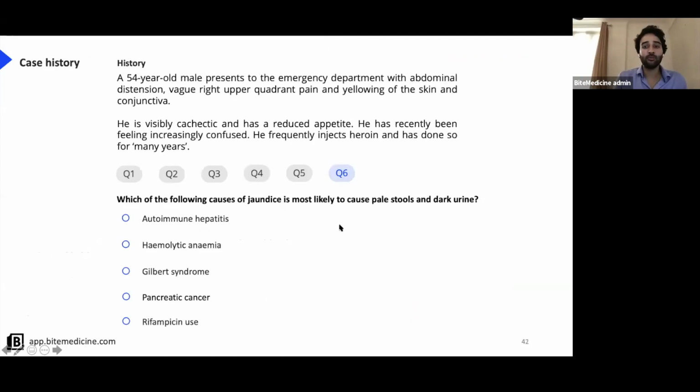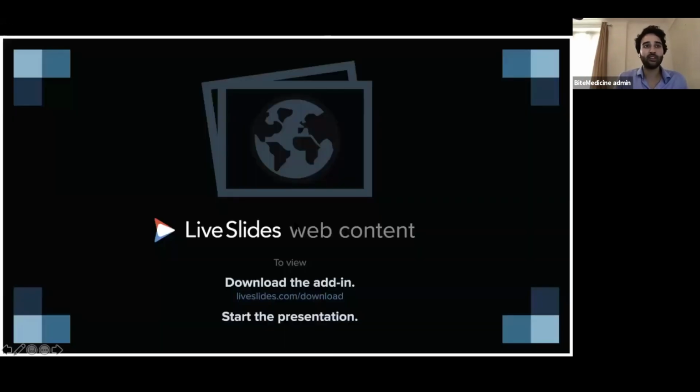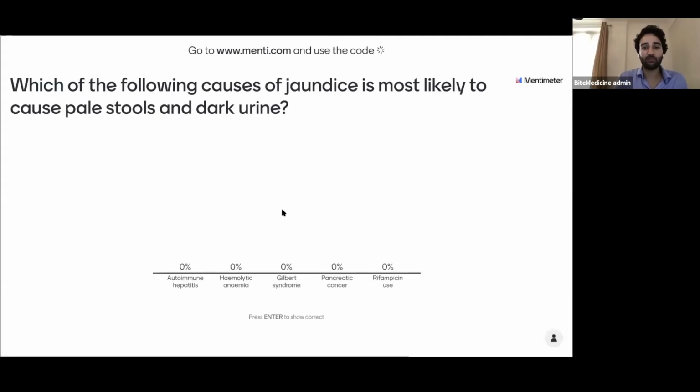So moving on to a question now. Which of the following causes of jaundice is most likely to cause pale stools and dark urine? So if you haven't heard about that relationship, pale stools and dark urine, then that's something that we're going to be covering shortly as well.